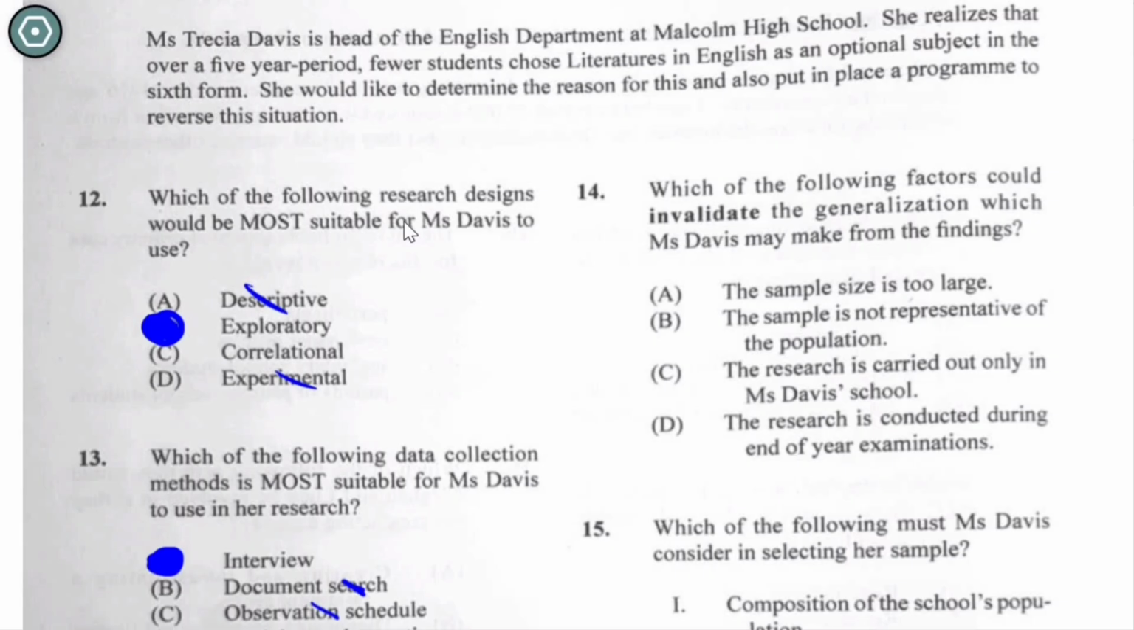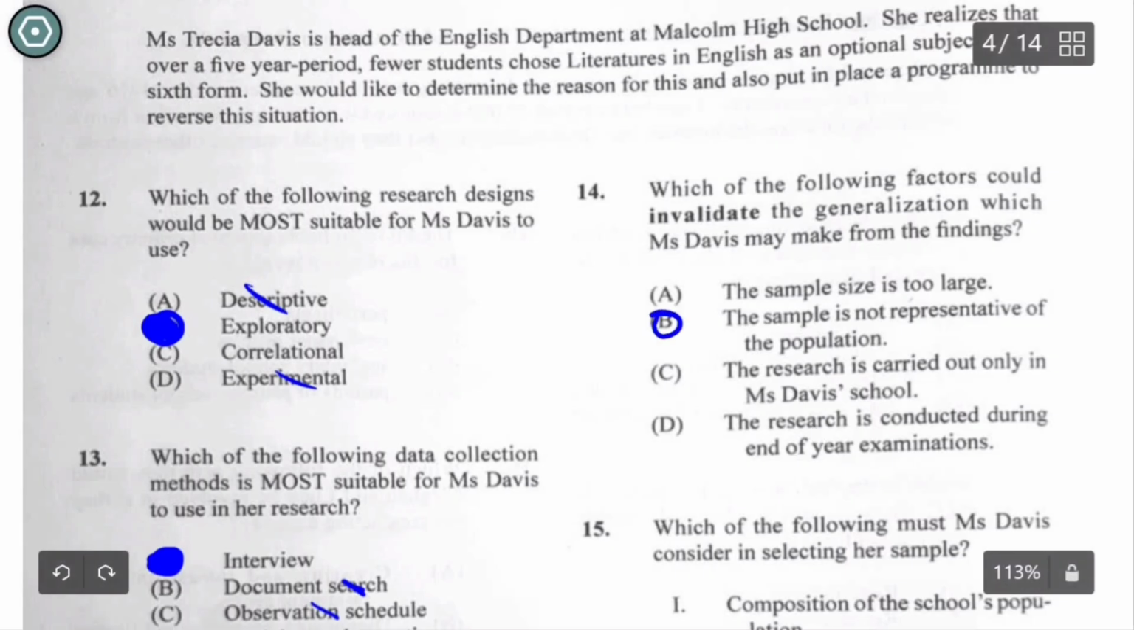Ever since my first video, I've always been saying this. The larger the sample size, the smaller the margin of error. So you want a large sample size for a more accurate representation. That's one of the things that contributes to an accurate representation of a population. Now, the sample is not representative of the population. That's a problem.